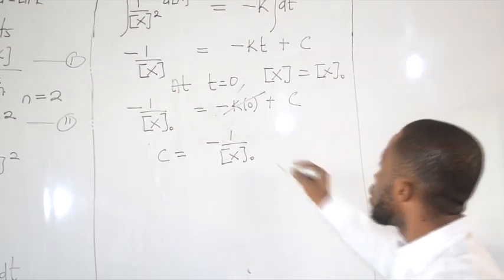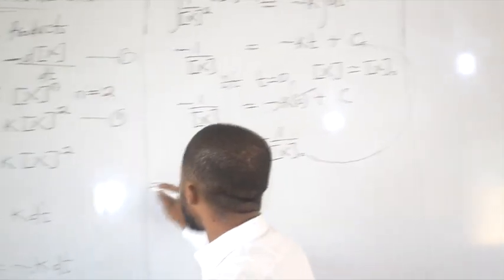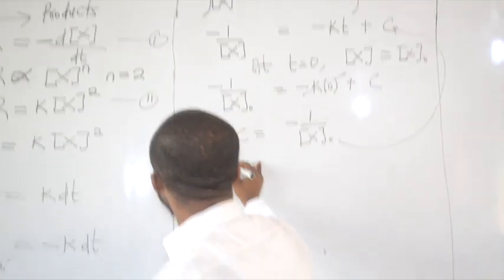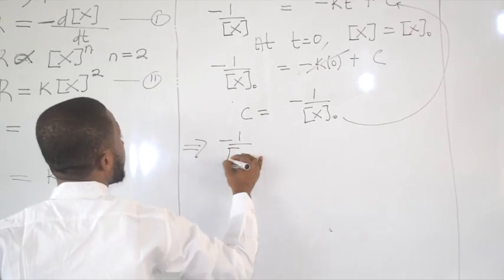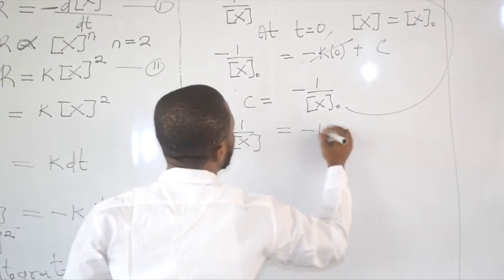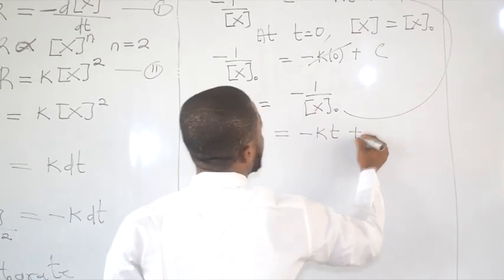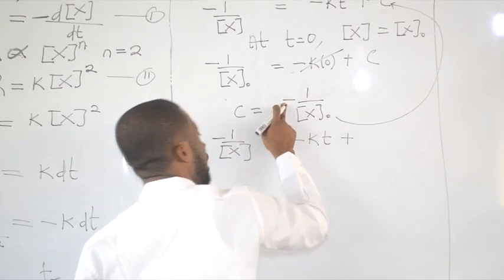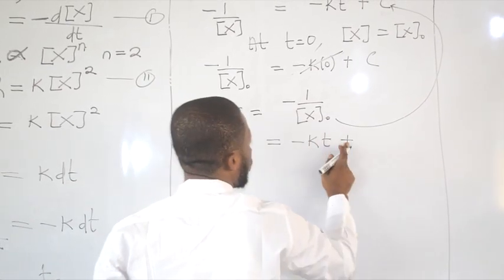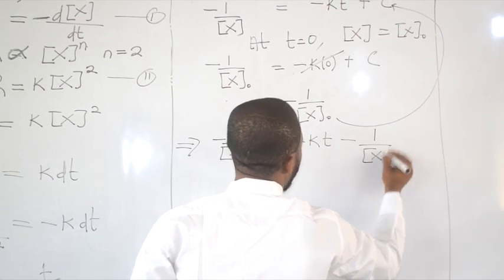So having done this, we can bring back the value of C to our equation. We'll finally get that minus 1 over X will be equal to negative kt plus C. The value of C is this, so C has a negative sign, which will consequently change this to negative sign. Then you have minus 1 over x naught.